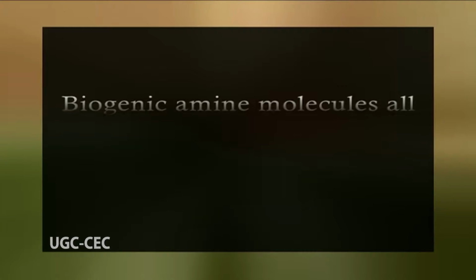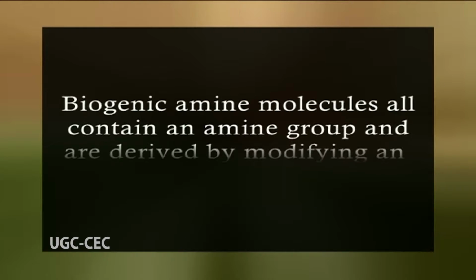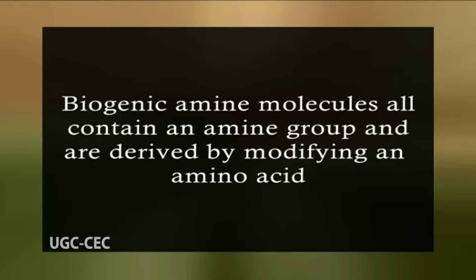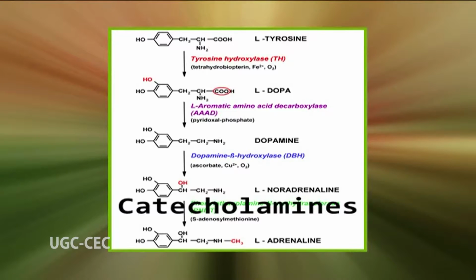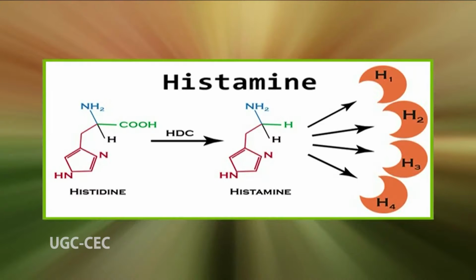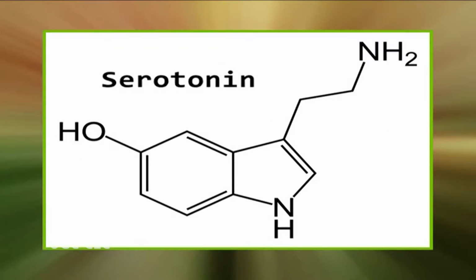All the members of this group are hydrophilic except thyroid hormone. The biogenic amine molecules all contain an amine group and are derived by modifying an amino acid. This group can be further differentiated by the specific amino acid that is modified to make the signal molecules. They include catecholamines, thyroid hormone, histamine, and serotonin. All are synthesized in the cytosol of the cells that release them and are stored in vesicles.